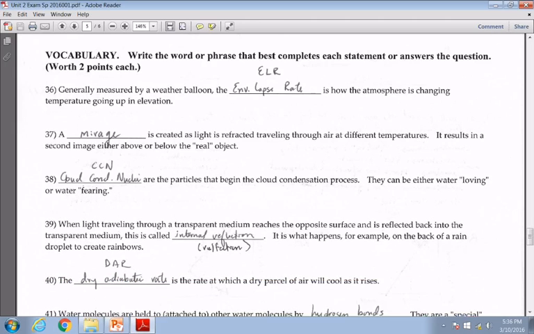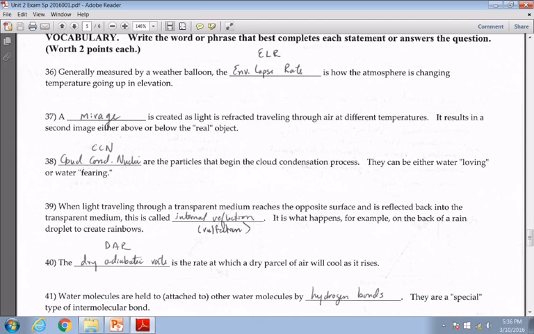Question 36, then we go on to vocabulary, and again, these were worth 2 points, so it's possible to get one of two. I was after the environmental lapse rate, which is basically what's measured as a balloon goes up in the troposphere. It's the temperature profile, the actual temperature profile. 37, I was just after the general term mirage, which occurs related to changes in temperatures of the air, and they act as different mediums.